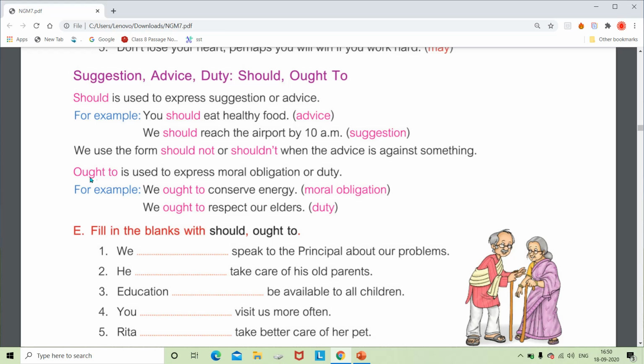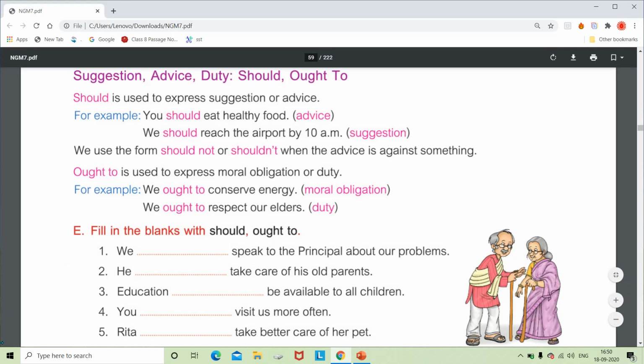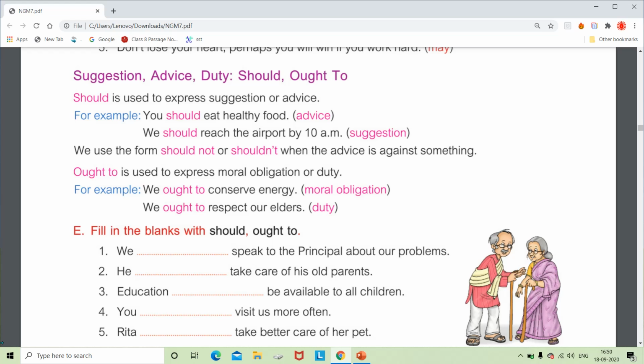And examples of ought to are: we ought to conserve energy. It is our moral obligation as a good citizen, as a good human being on the earth. We ought to respect our elders. So it is also our moral duty as a good human being. Here also you can see that after ought to we find V1, conserve and respect.